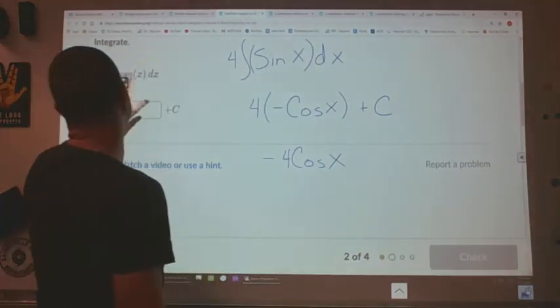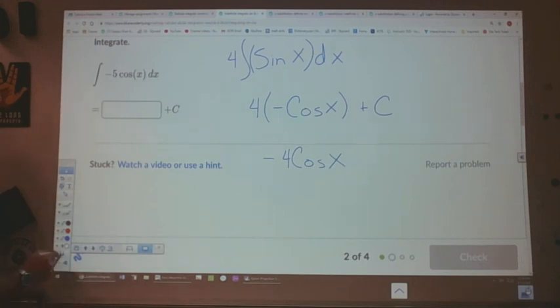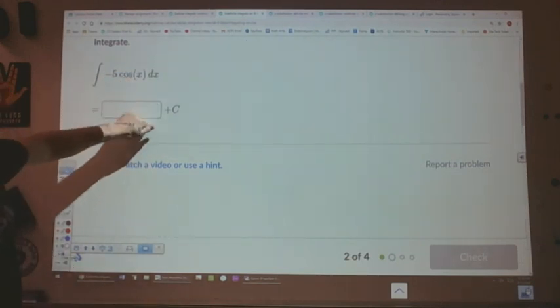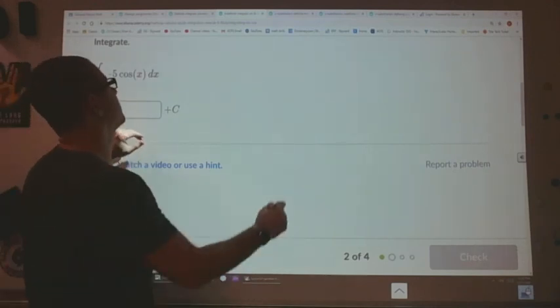And then the other one, negative 5 cosine x, again, same thing. Factor out the constant if you want. Integral of cosine, write it there. So that shouldn't take you too long either.